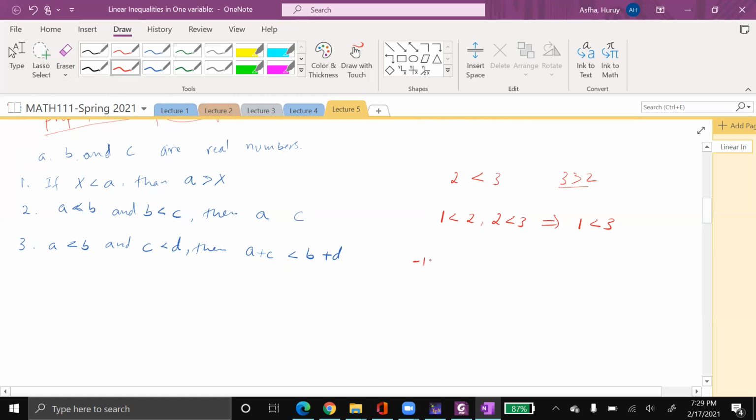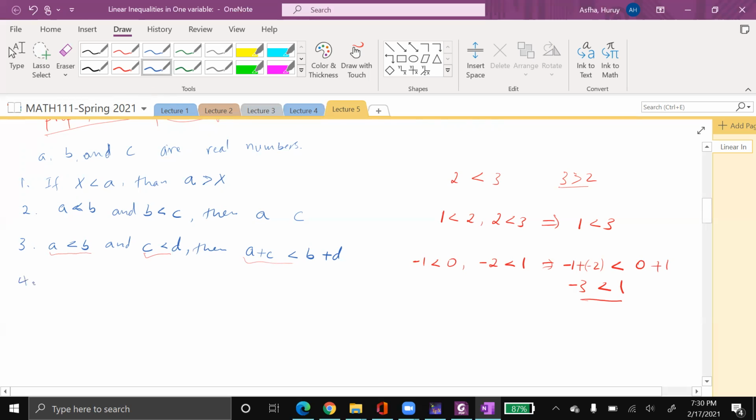But let's say we have -1 less than 0 and -2 less than 1. Okay, both of them are true. Then if I add the first two, -1 plus -2 is still less than 0 plus 1. If we add these two, we get -3 less than 1. And this is true. Okay. Therefore, this property is true for any real numbers. As long as these two inequalities are true, then this is true.